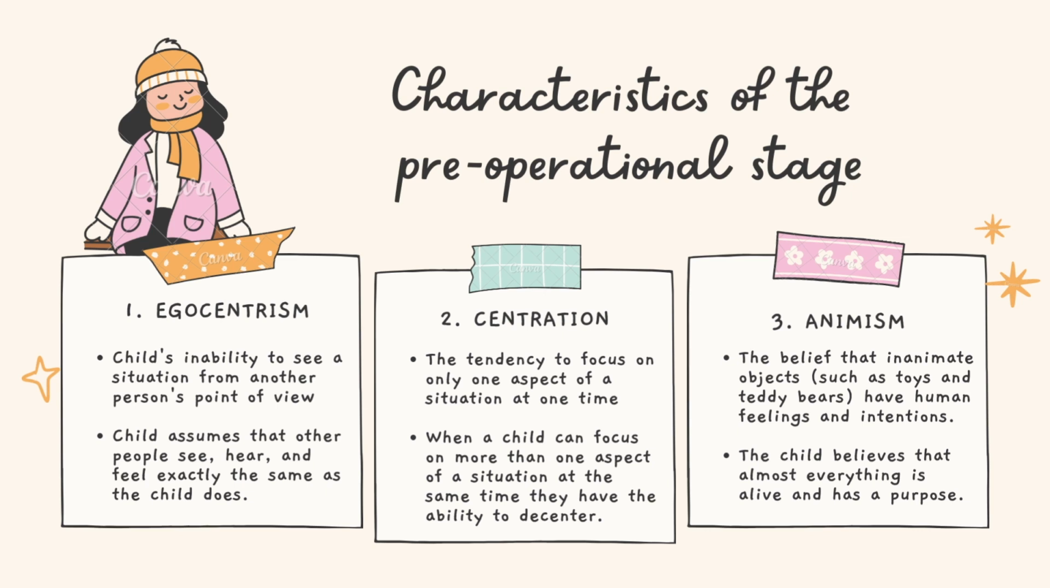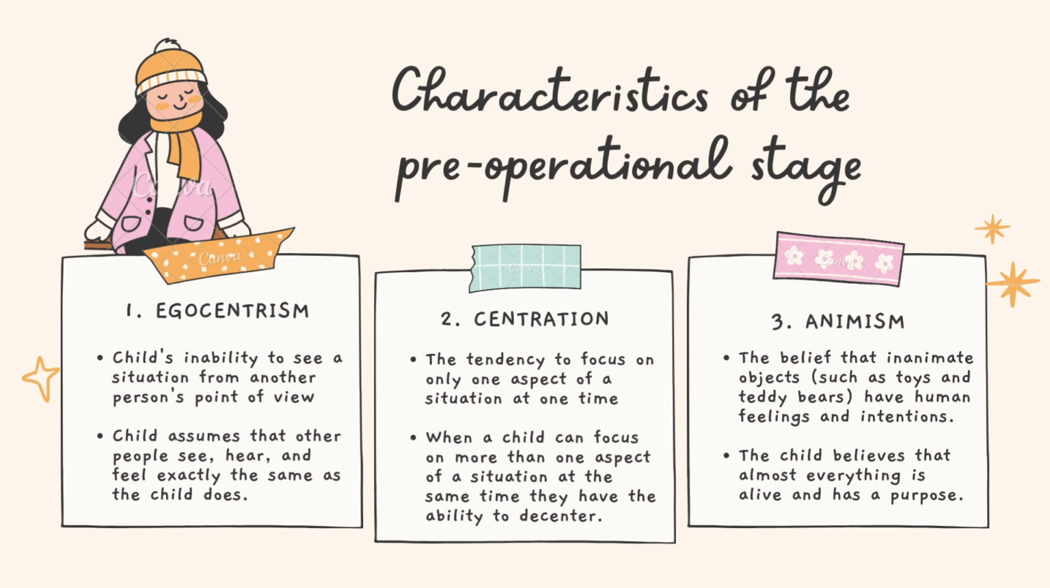Okay. And next is centration. Centration refers to the tendency to focus on only one aspect of a situation at one time. When a child can focus on more than one aspect of a situation at the same time, they have the ability to decenter. During this stage, children have difficulties thinking about more than one aspect of any situation at the same time. So they have trouble decentering in social situations just as they do in non-social contexts.